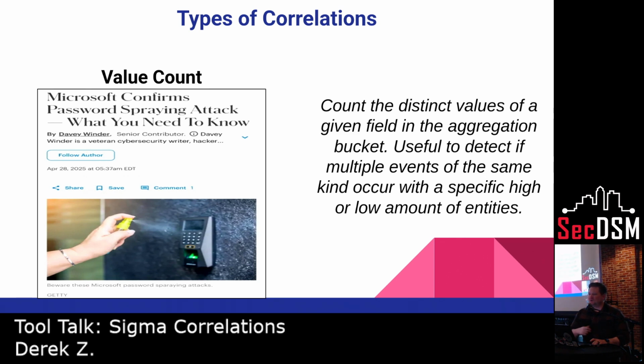Second one is value count, and you might recognize this image up here. Value count is similar to event count, but it's looking for distinct values inside fields. So let's say, going back to the failed logon example, you're looking for unique usernames in the user ID field. This is what you could use that for.